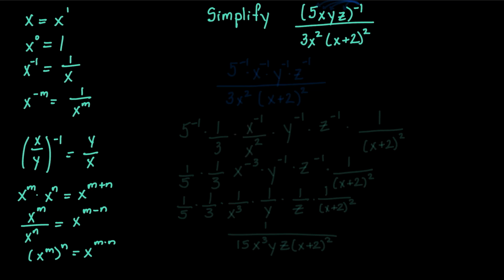Okay, let's work through this last example in our medium skill level. So I take a look at my overall expression to start off. I see my entire numerator is to the -1. Not the entire fraction, only the numerator. So I'm going to distribute that exponent to everything in the numerator. So 5 to the -1, x to the -1, y to the -1, z to the -1.